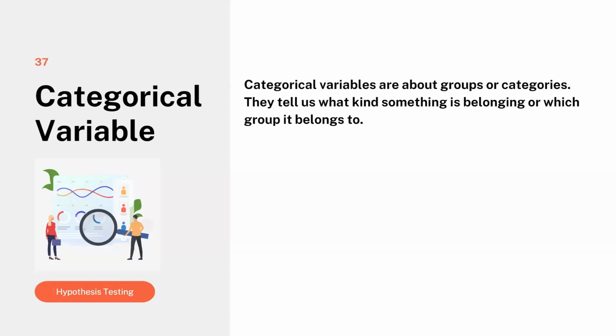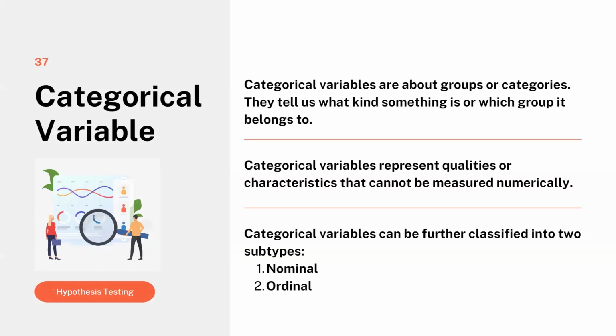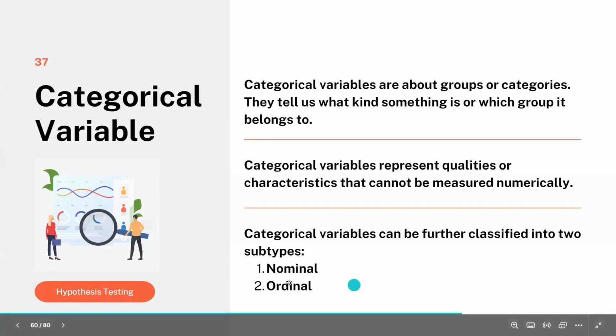Categorical variables represent categories or groups, for example gender, marital status, or country of origin. They don't have a natural order and cannot be measured numerically, they are just categories. So we can't measure the category, it's just a characteristic. We can classify categorical variables into two types: one is nominal and the other is ordinal.